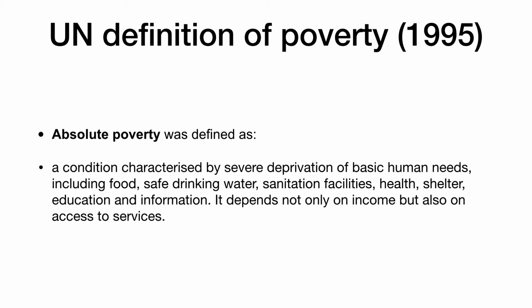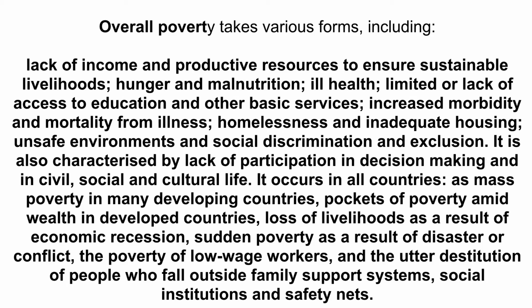Now, some of these characteristics or needs are commercial. For example, here in Australia, internet is a business operation, so we have to pay for it. So poor people probably might not be able to afford very high speed internet. Overall, poverty takes various forms, basically lack of income and productive resources to ensure sustainable livelihoods. That means you have to live day by day depending on the paychecks. In that situation, a lot of the time there will be hunger and malnutrition.